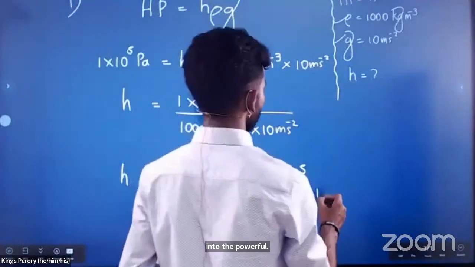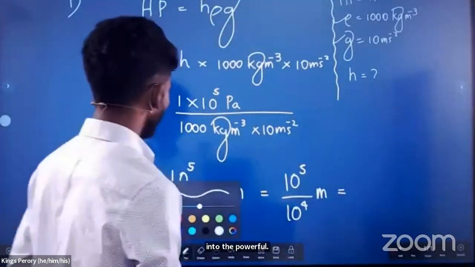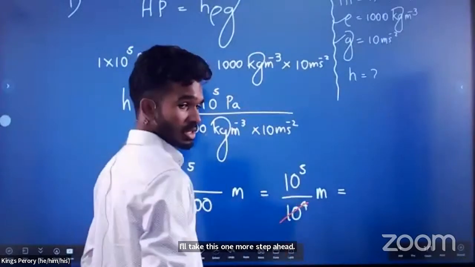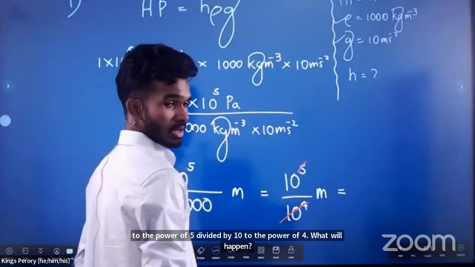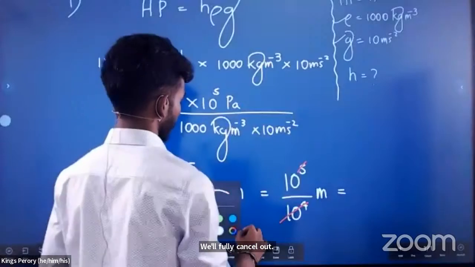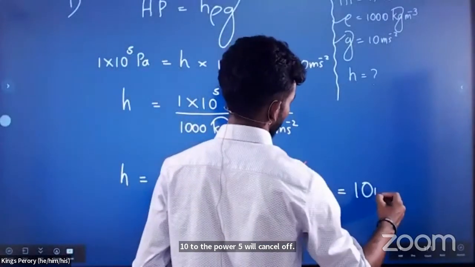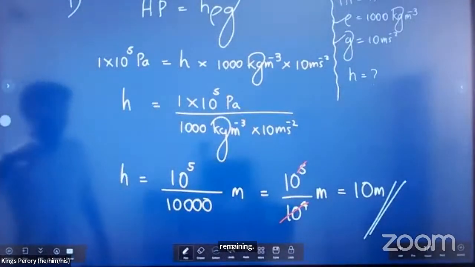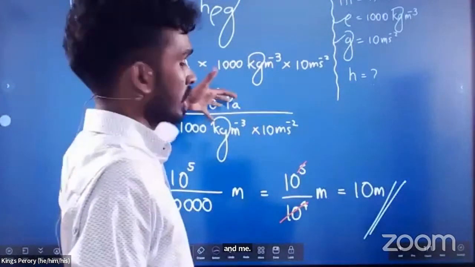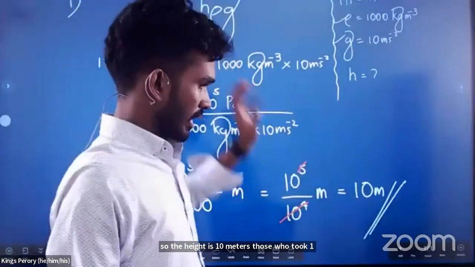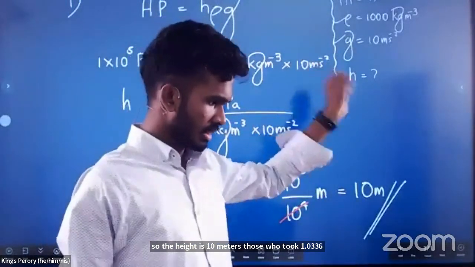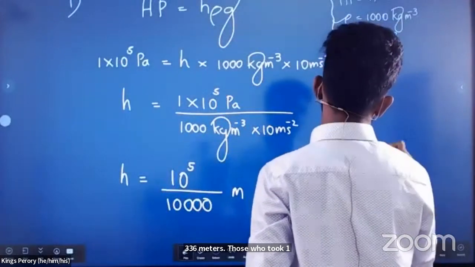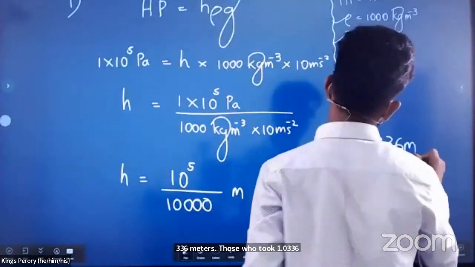10 to the power 5 divided by 10 to the power 4. What will happen? 10 to the power 4 will fully cancel off, and 10 to the power 5 will cancel off, remaining 10 meters. So the height is 10 meters. Those who took 1.0336, you will get 10.336 meters. Round it off to 10.